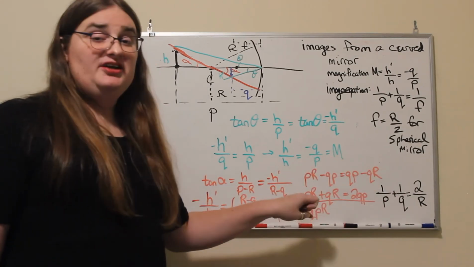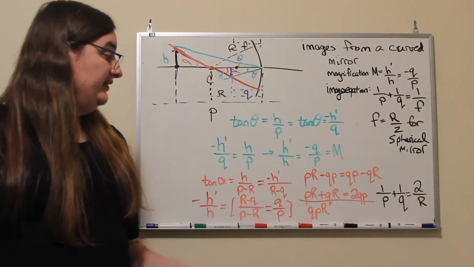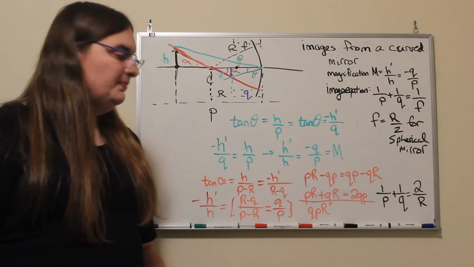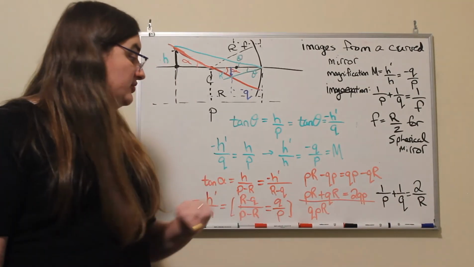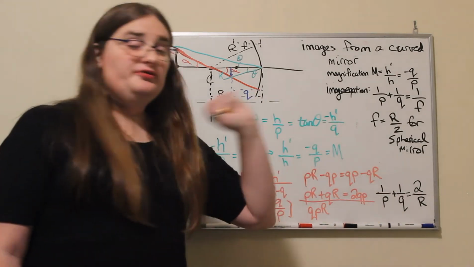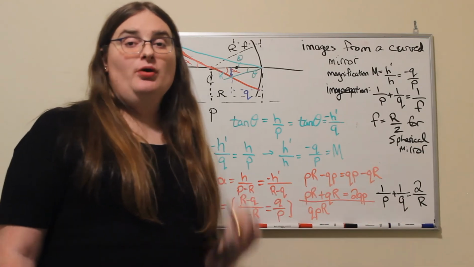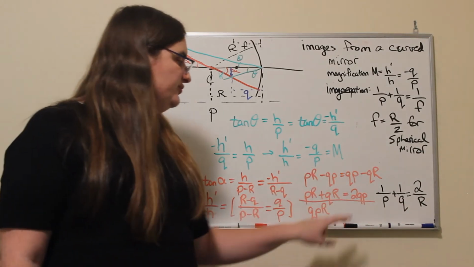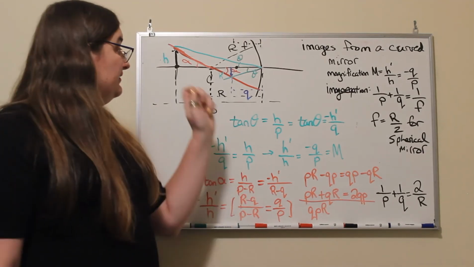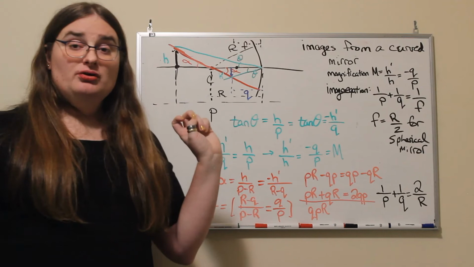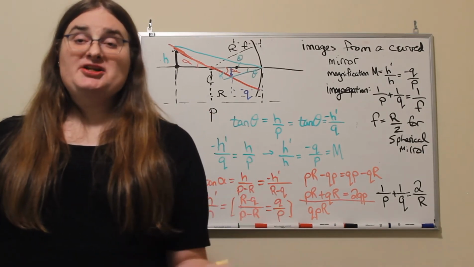If I divide by qpR in all of the terms, then I end up getting the term that's missing p is 1 over p, 1 over my object distance. The term that's missing q, 1 over q, my image distance. 1 over my object distance plus 1 over my image distance equals 2 divided by my radius of curvature. And that distance of 1/2 the radius of curvature is special.